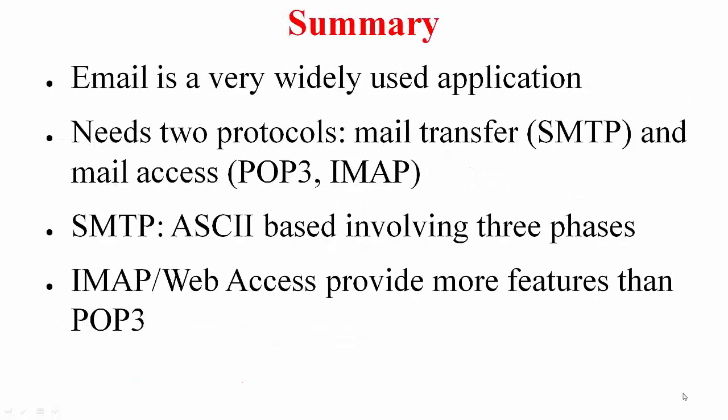Email is a very widely used application. It needs two protocols, a mail transfer protocol given by SMTP and a mail access protocol, POP3 or IMAP. You can also use the web from the user end to send and receive messages. SMTP interaction is ASCII based, involving the three phases mentioned before. And when you're accessing the emails, there is IMAP and web access, which provide more features than POP3 mail access. Next time you send an email, you know exactly what's happening with your email.